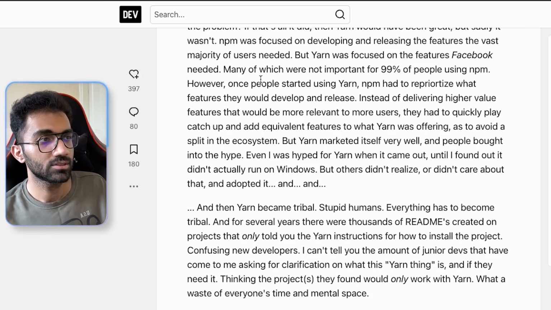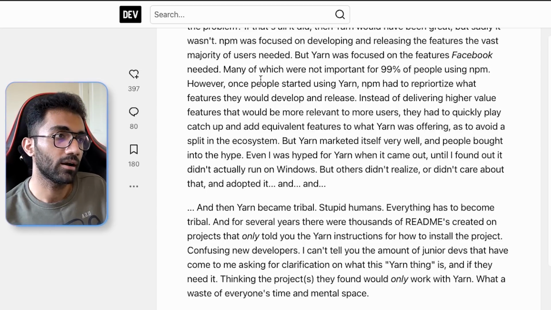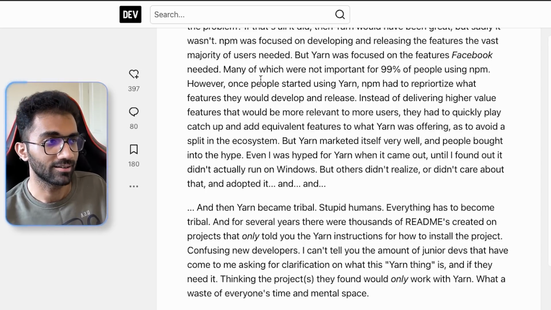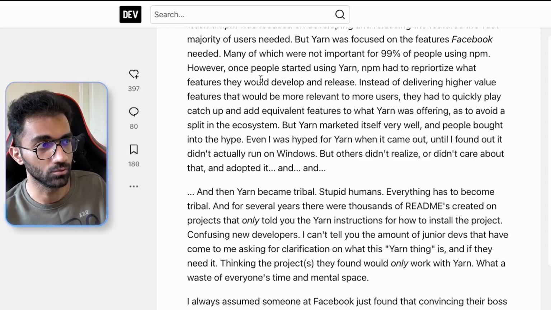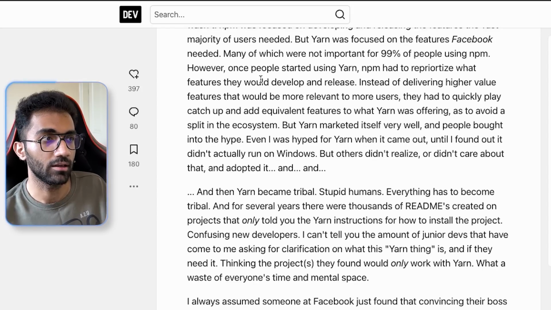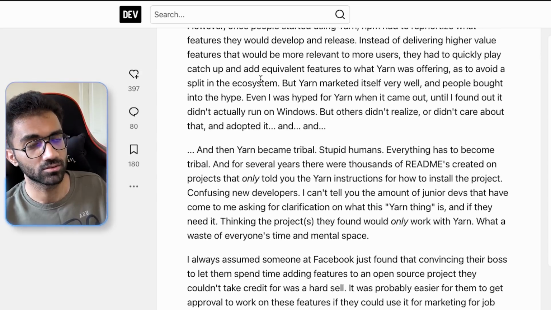However, once people started using Yarn, NPM had to reprioritize what features they would develop and release. Instead of delivering higher value features that would have been more relevant to users, they had to quickly play catch up and add equivalent features to what Yarn was offering, so as to avoid a split in the ecosystem.